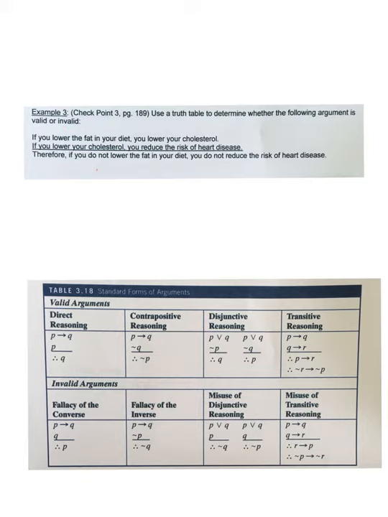Step 1, as usual, let's assign our letters. So you have to reread the paragraph. And the first idea we see, let P represent you lower the fat in your diet. I'm just going to write lower the fat. So lower the fat in your diet is the first idea. Q, the second idea, is you lower your cholesterol. I'm just going to write lower cholesterol.